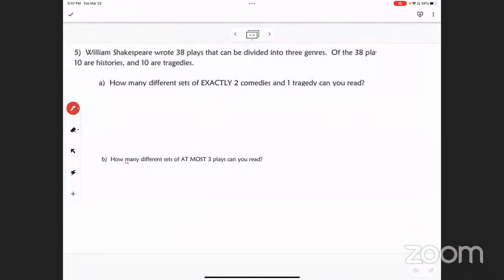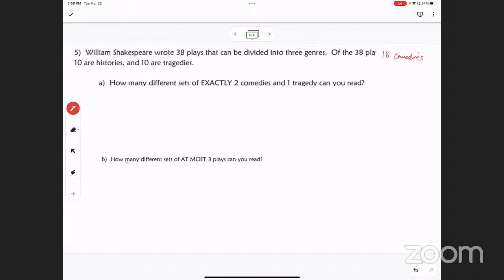You have another one? William Shakespeare wrote 38 plays that can be divided into 3 genres. Of the 38 plays, 10 are histories and 10 are tragedies. Okay, and so the other genre would be what, 18 of the other genre? Oh, maybe they told you. What was 18? Comedies? Yes, comedies. How many different sets of exactly 2 comedies and 1 tragedy can you read?